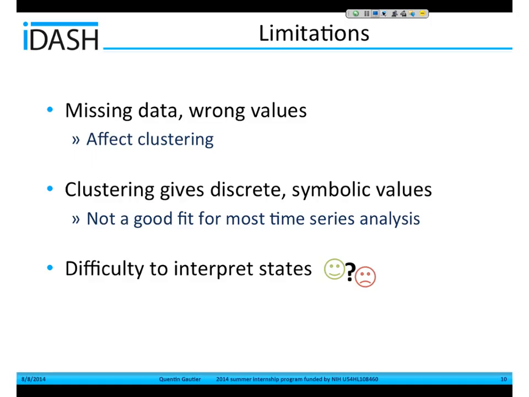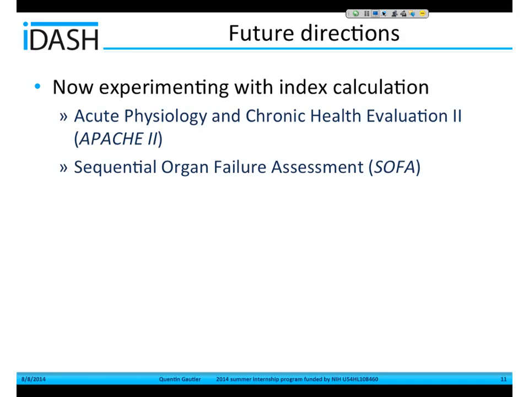So the current limitations of this method are that the database has some missing data and a few wrong values that might affect the accuracy of the clustering algorithm. Also, clustering gives us discrete and symbolic values as opposed to a continuous numerical value, and this is not a very good fit for a lot of algorithms for analysis. And finally, those states are theoretically very nice because we can say, okay, one state is the patient is in good condition, another state is the patient is in bad condition, and something like this. But it might not necessarily be the case. It might not be as accurate as this.